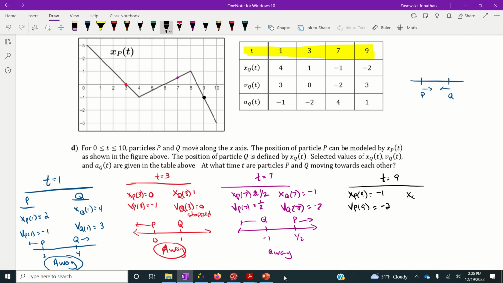Okay, xq of 9 and vq of 9 are next. So at 9, xq is negative 2, and v is 3. And it looks promising. So starting at negative 2 is q, and it is moving to the right. And at negative 1, we have p moving to the left, and these are going towards one another. Hey, so we got one. Where t is equal to 9, these are moving towards each other.